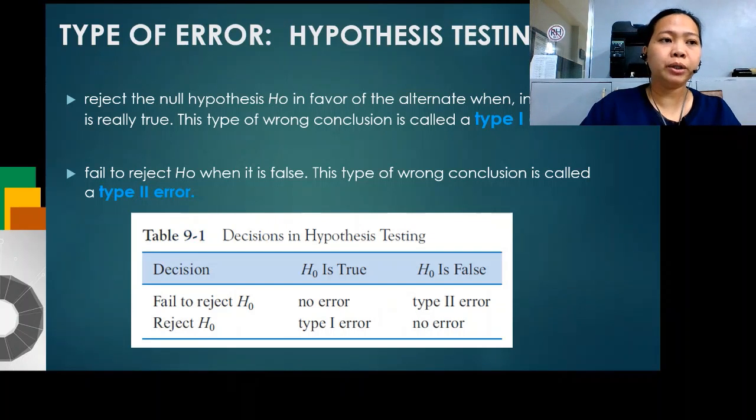So there are two types of error in hypothesis testing. First is the type 1 error and the type 2 error. If we reject the null hypothesis, H sub 0, in favor of the alternative hypothesis, when in fact H sub 0 is really true, this type of error is called type 1 error. And if we fail to reject the null hypothesis when it is false, this type of error is called a type 2 error.